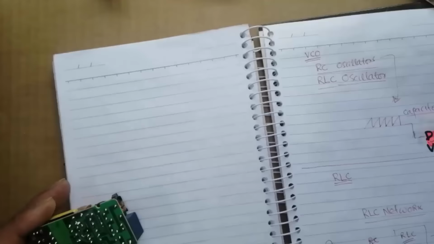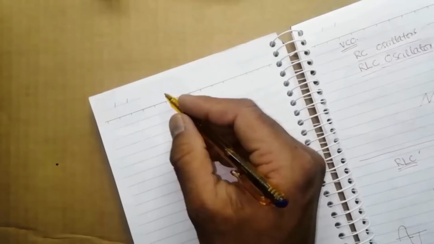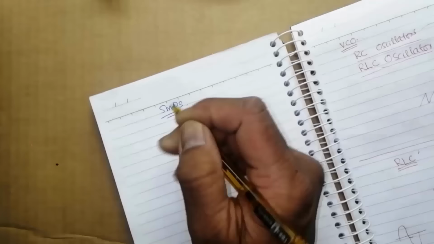Now we will come back to our switch. RC, that's called VCO, RLC. Now we will come to SMPS, switch mode power supplies.